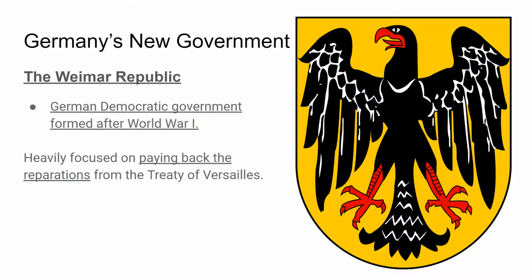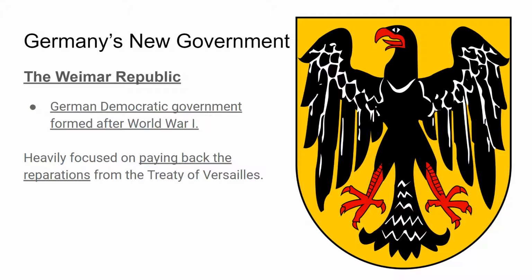So remember, in the last video we talked about the fact that Germany was given pretty much the bill for World War One. They said they had to pay $33 billion to put Europe back together. An almost unreachable amount of money for them to pay back.